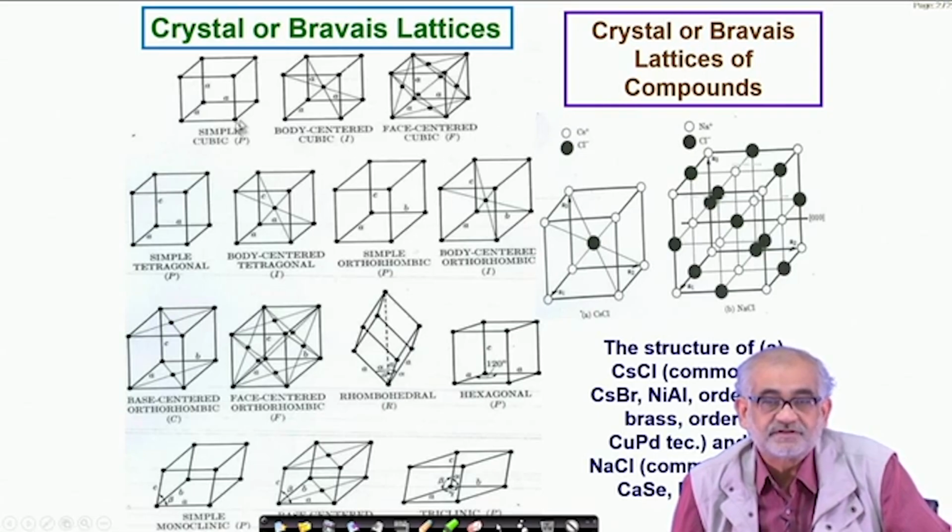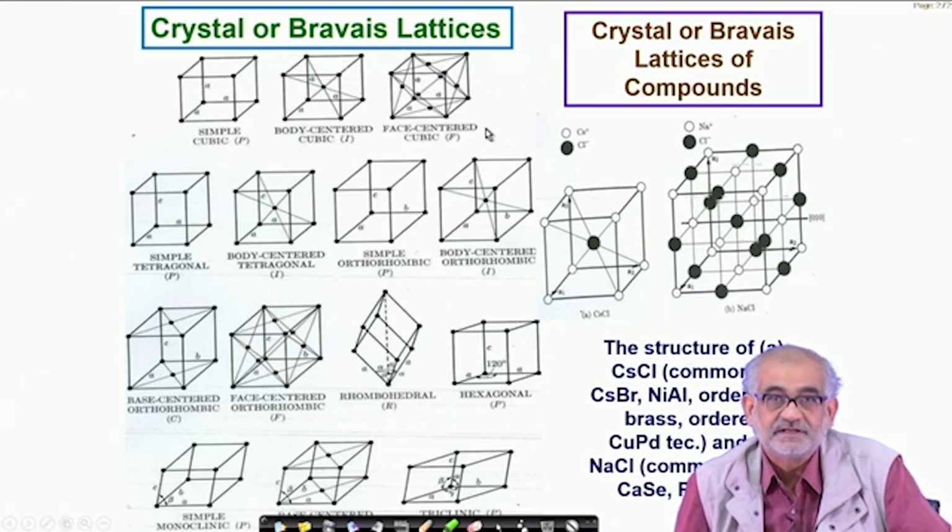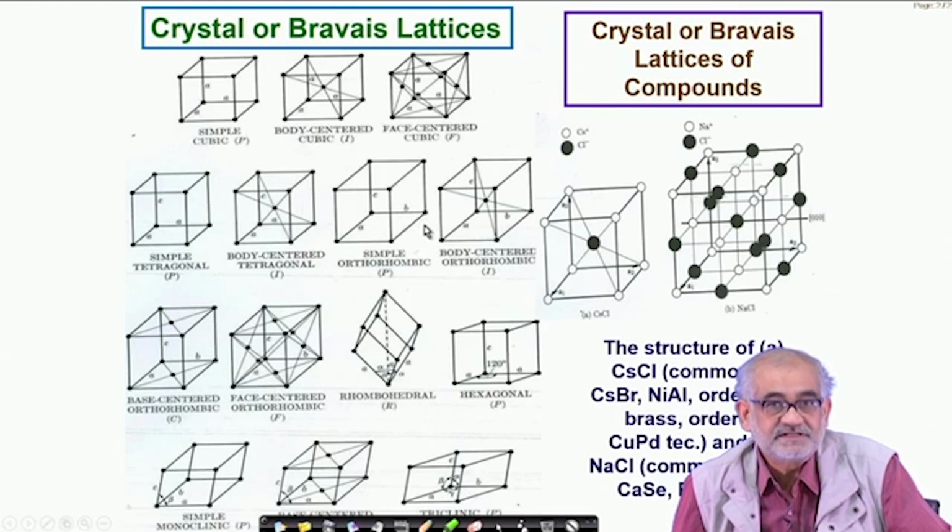So essentially now, instead of crystal systems, we are talking about crystal or Bravais lattices, which are 14 in number, and that number is unique. It can be easily proven that any crystalline array must belong to one of these 14 possibilities. But until now we are talking about atoms or molecules of only one kind, so essentially we were talking about elemental crystals.